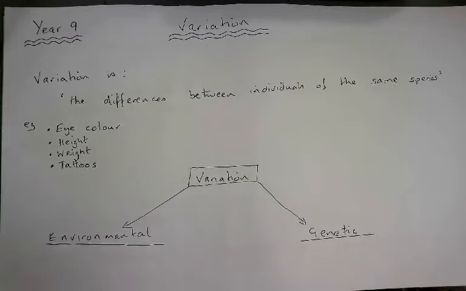Height, how tall you are, ranging from very tall to very short. Weight, again, simple, how much you weigh. Tattoos. Tattoos are an example of variation because some people have them, some people don't. We can split variation into two main types. The first one is environmental and the second one is genetic.